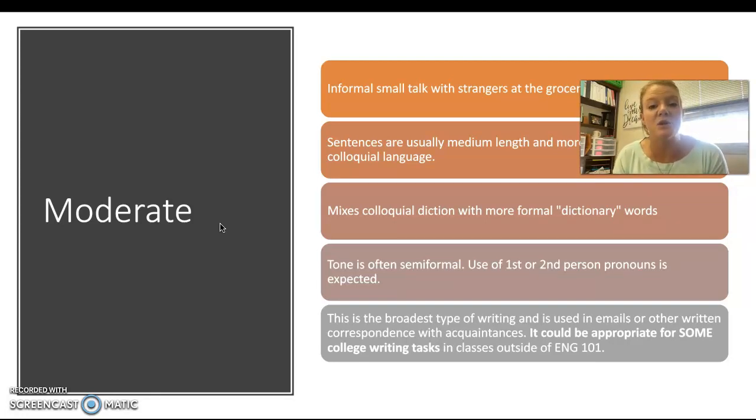The purpose of English 101 is to learn how to write formal academic essays. But in some of your other academic areas, they may not care as much about formal writing, so you might be able to get away with moderate writing. I would double check with your instructor first, though.